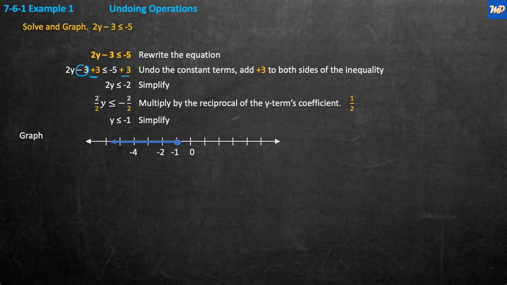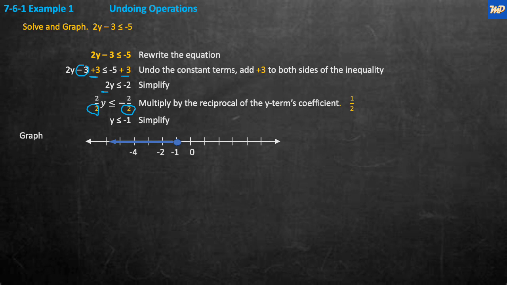So now what's left is the coefficient of the y term, and that is a 2. What we need to do is multiply by its reciprocal. The reciprocal of 2 is 1/2, or to divide by 2. So we're going to multiply by 1/2, and whatever we do on one side, we have to do on the other. So we now have 2 over 2y is less than or equal to minus 2 over 2. And when you simplify this, we end up with y is less than or equal to minus 1, because minus 2 over 2 is minus 1.